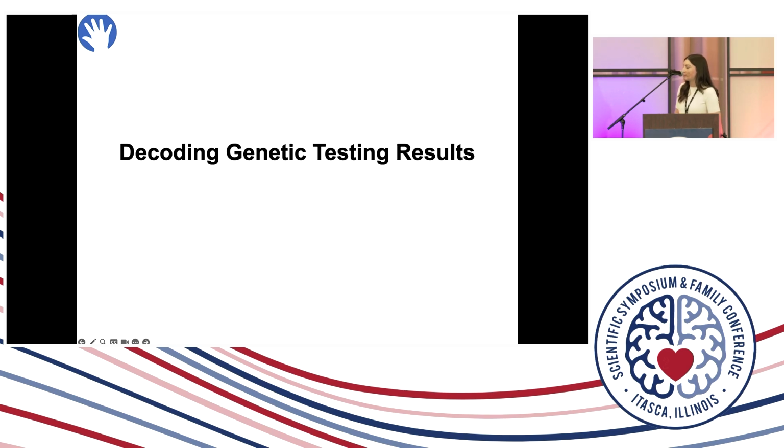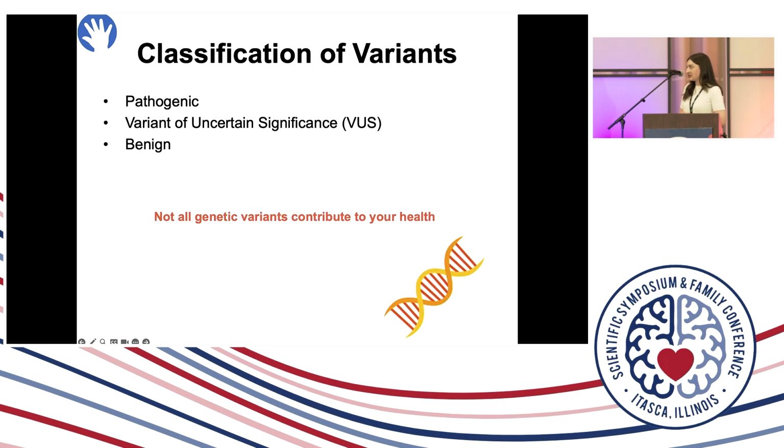So now that we've talked about the basics of genetics and different types of inheritance patterns, how do we use that information to then apply it to genetic testing results in our patients? And we have to kind of start a little back in talking about how we classify genetic changes.